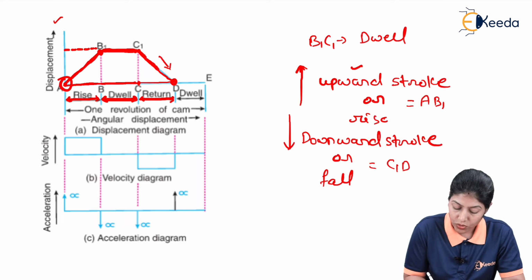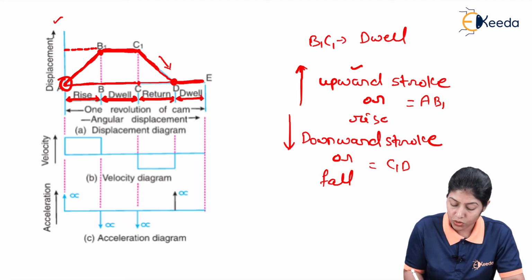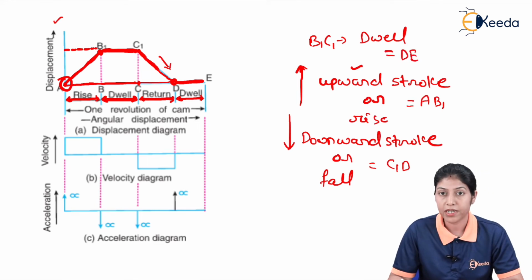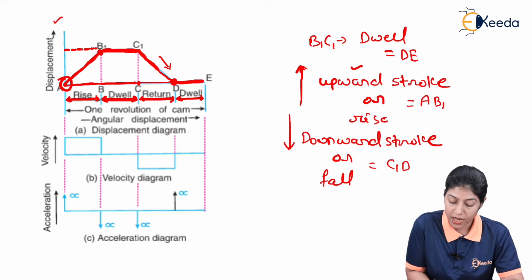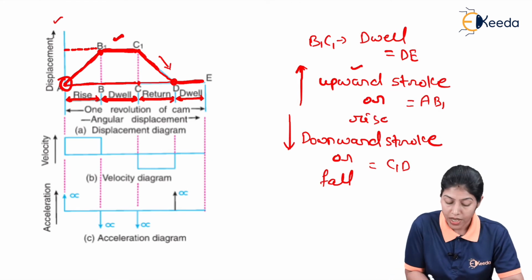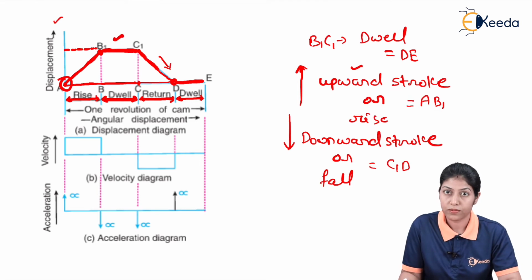Now when it is coming to the initial position, because of the rotation of the cam as well as the profile of the cam, the follower will be in rest condition for a particular period of time. So that time is also called dwell period. So this DE is also representing the dwell period. So B1C1 and DE are representing the dwell period or rest period for the follower. This B1C1 is the dwell period after completing the upward stroke, and this DE is the dwell period after completing the return stroke or downward stroke.